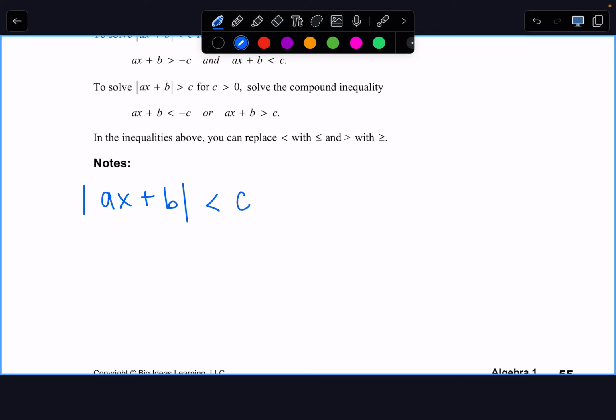So if we have an absolute value inequality that is less than a number, we are going to break this up into two different inequalities. Okay? The first one we're going to keep as normal and just say ax plus b is less than c. When we have the less than sign, the compound inequality is going to be and.